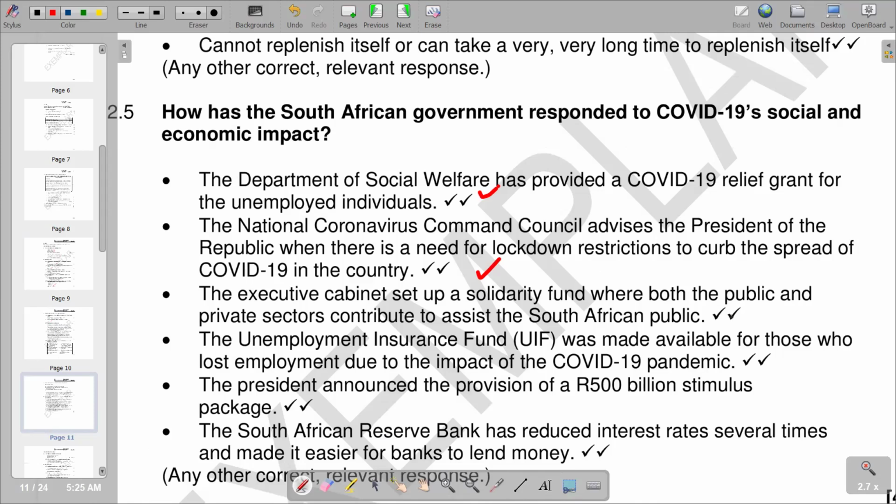The fourth point is that the Unemployment Insurance Fund, UIF, was made available for those who lost employment due to the impact of the COVID-19 pandemic. So these are some of the intervention methods that were used to try to address the negative effects of the coronavirus, a pandemic which hit unexpectedly. So this is what we have in terms of question two. With that, we can now move on to our question three.